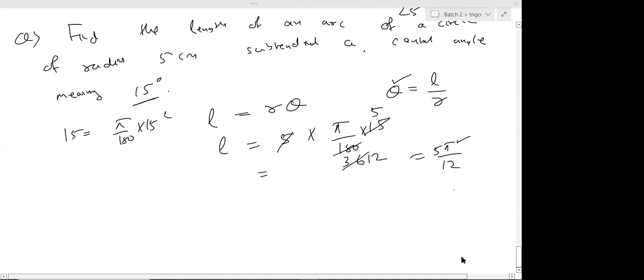Yes, sir. Sir, can we put pi as 180? No. You cannot put this as 180, right? Because when finding the length, pi must be in radians. So this is pi radians. If you convert this into degrees, then this will be wrong. You have to put the value of pi as 3.14 or 22 by 7. All right, Rahman?